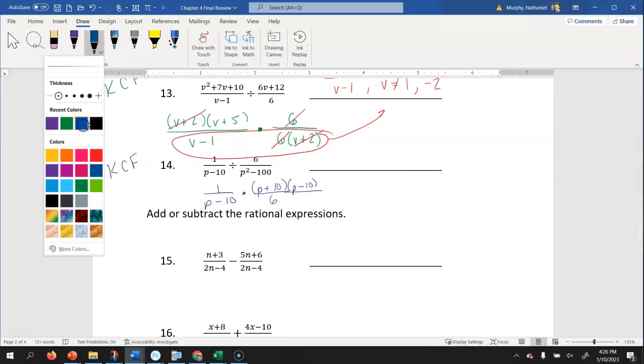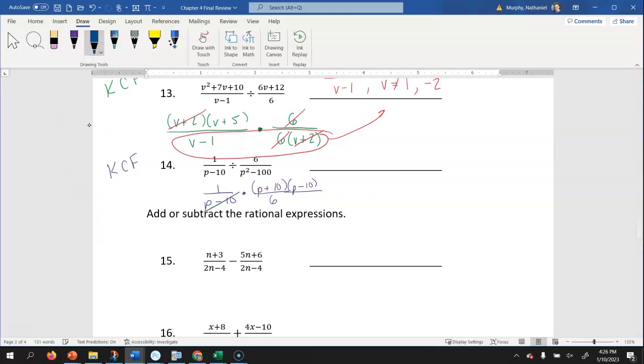Now again, I cancel things out. So the p minus 10s cancel out. That's it. So we're left with p plus 10 in the numerator and 6 in the denominator. And then we got to say that even though, again, they didn't ask for it, so if you didn't do this on your own, that's totally fine, but just good to review. The restrictions, p can't equal 10, and that's it, because that's the only thing that we have in our denominator there. That's the only thing that p can't be.